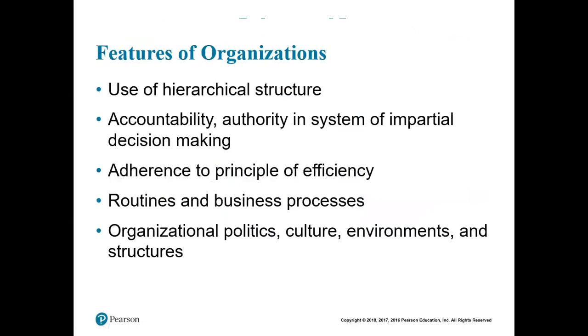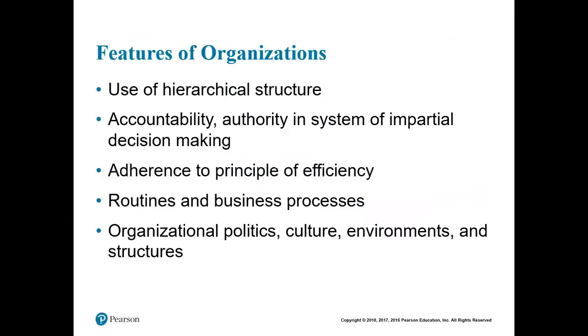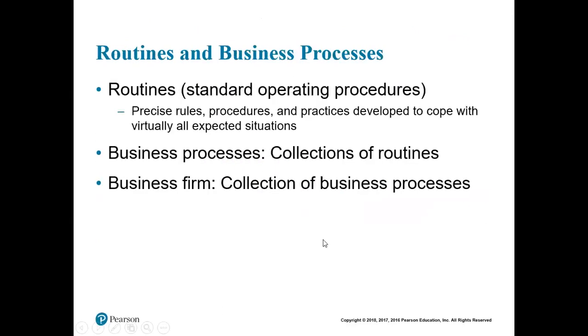Features of organizations. As I said before, and we see it here, we need a hierarchy. We need accountability. We need people in charge. We need people following the rules. We need rules. We need business processes. We need routines. Of course, we're going to see culture, politics, and our environment play a role. We talked about routines and business processes both in Chapter 2 and now. So a routine is just the way we do our job.